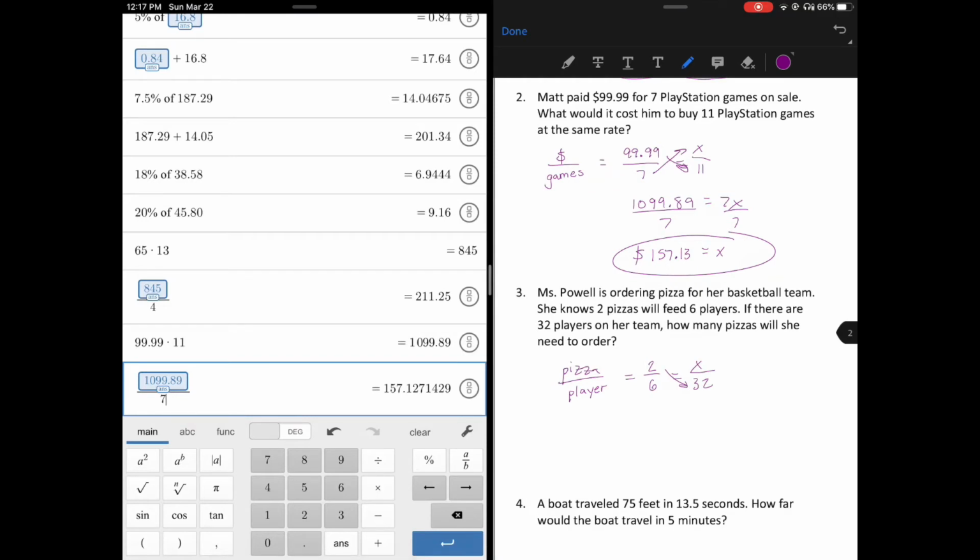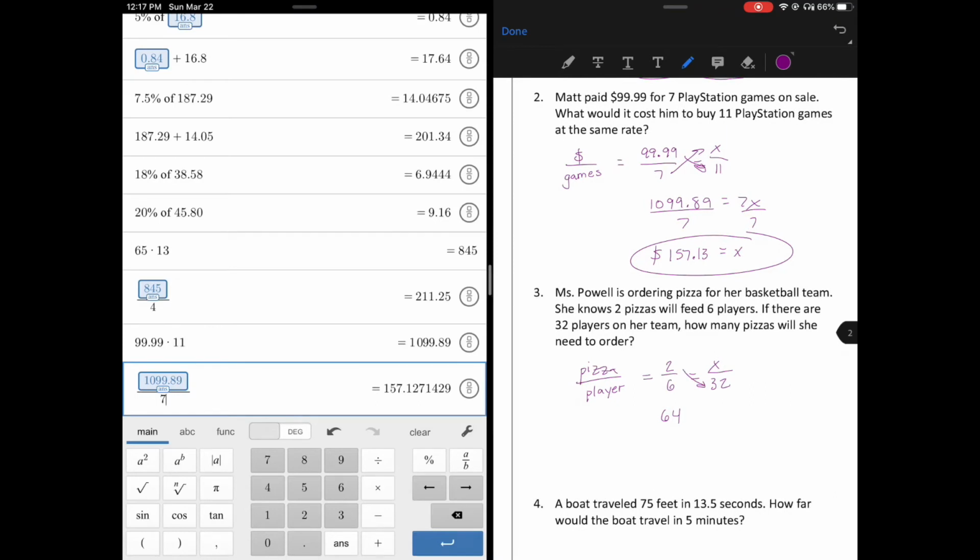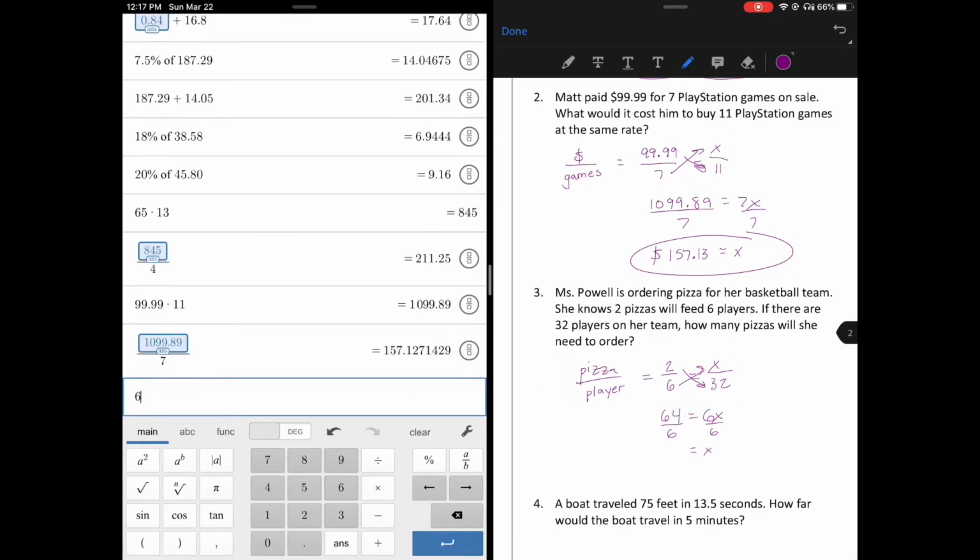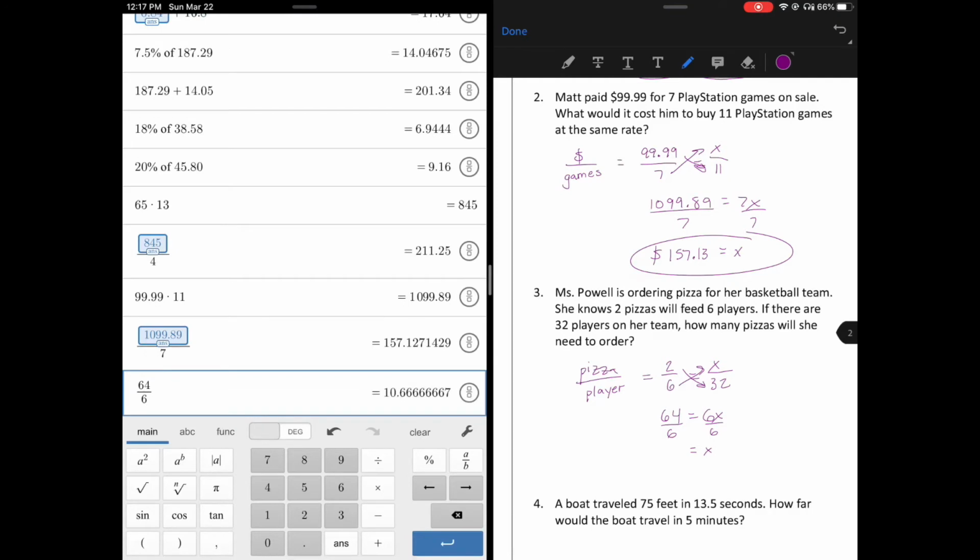2 times 32 is 64, and 6 times x is 6x. If I divide both sides by 6, 64 divided by 6 is 10.6 repeating, but you can't buy a partial pizza, so she's going to have to order 11 pizzas.